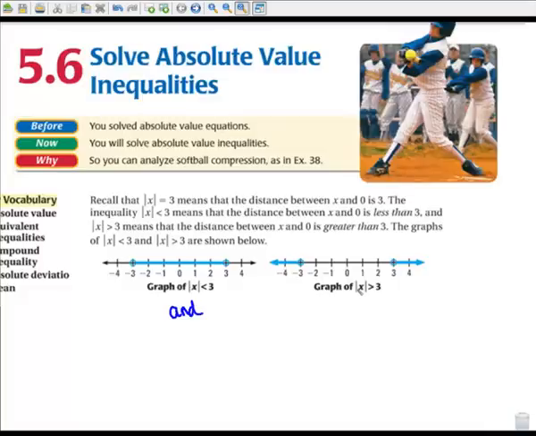And if we have the absolute value of x is greater than 3, we know that x has to be more than 3 units away from 0. So this, as you can see with the graph, is going to be an or, which is a union. So let's go ahead and check out some of these.